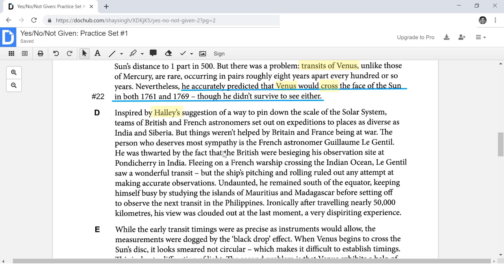So let's start scanning, and right there you go. Le Gentil is our keyword. We found it right here. Now, remember, we're also looking for Le Gentil observing a second transit of Venus. So let's see if we can find these other keywords around the same area. Okay, something about observation here. The name appears once again here. Something about transit. Something about observations.